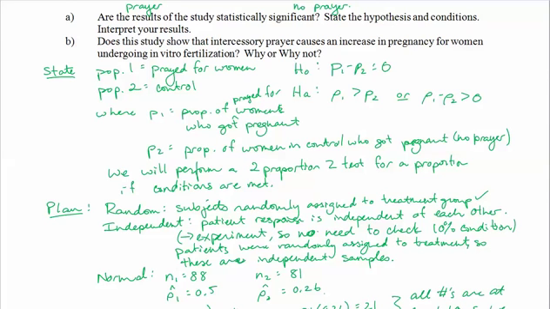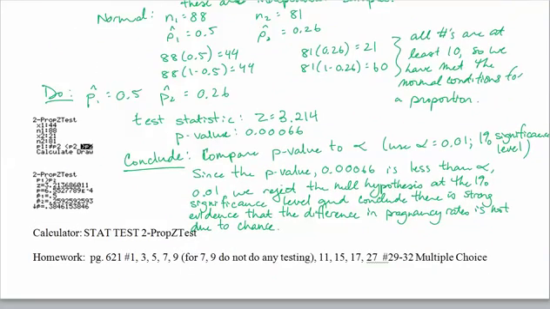Now for part B of our question, which reads, does the study show that intercessory prayer causes an increase in pregnancy for women undergoing in vitro fertilization? Why or why not? Now, if you recall, to be able to make inferences about cause and effect, we had to have a randomized assignment to treatment and to various treatments. And in this case, we do. So we should be able to make conclusions about cause and effect. However, we have to think about other possible causes.